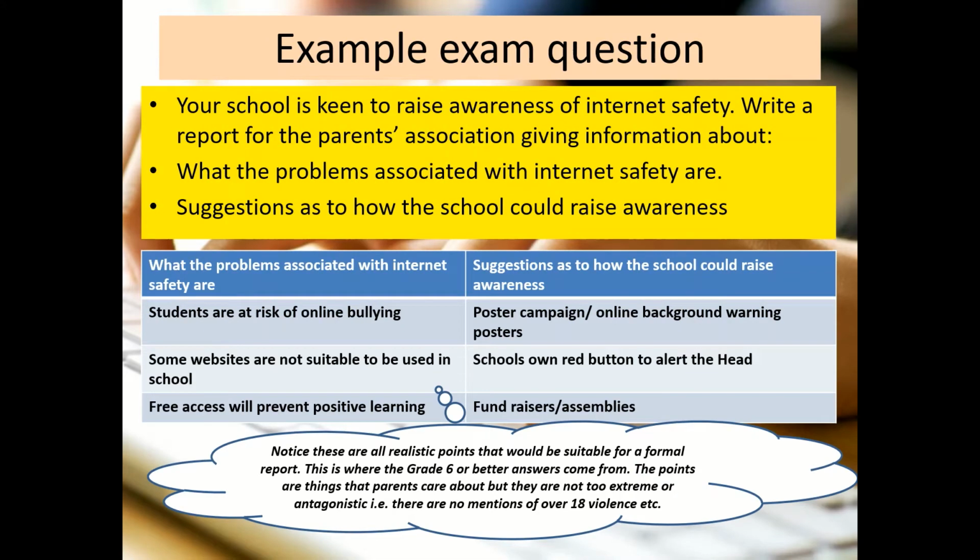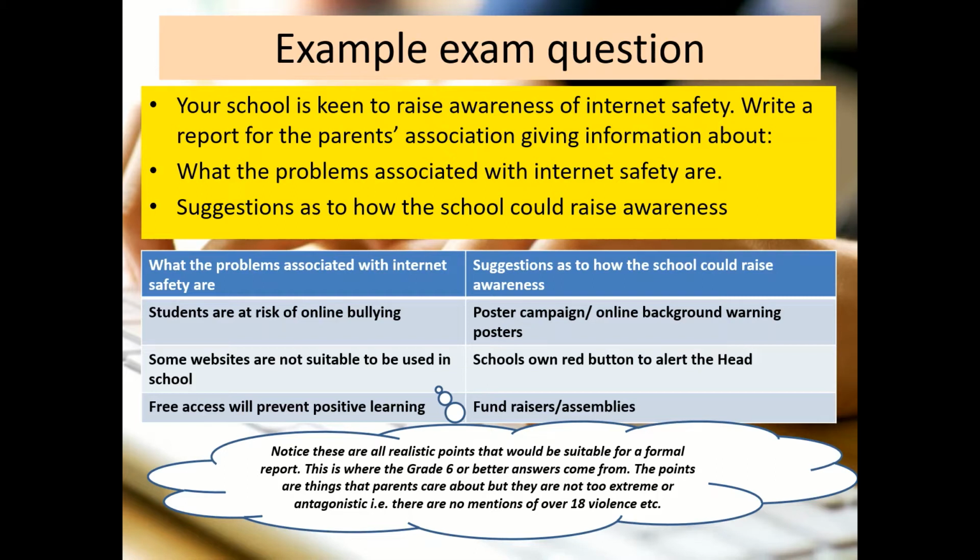Here then is how I might plan this response. I've taken both bullet points and put them at the top of the heading there in dark blue. I've then underneath put 3 things I can say in response to each bullet point in the question. So the first bullet point read, what are the problems associated with internet safety? And I've gone therefore, students are at risk of online bullying, some websites are not suitable to be used in school, and free access will prevent positive learning.